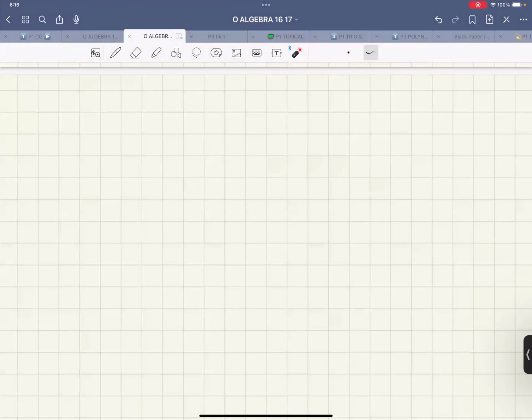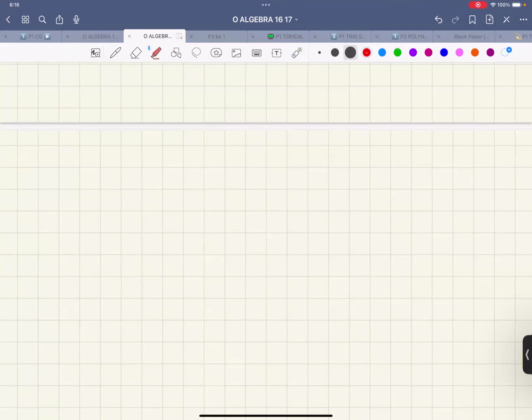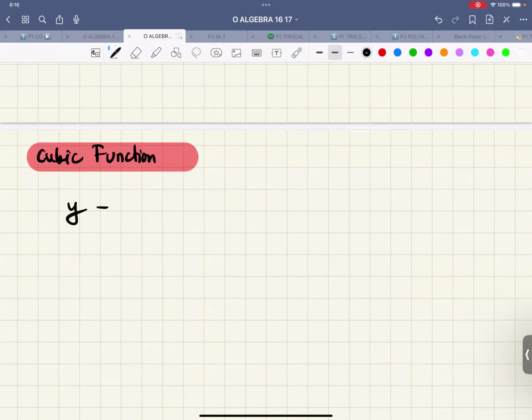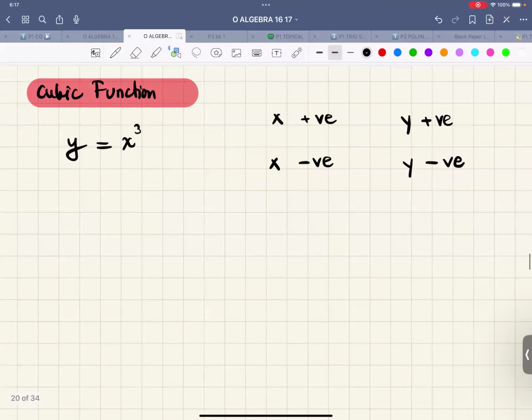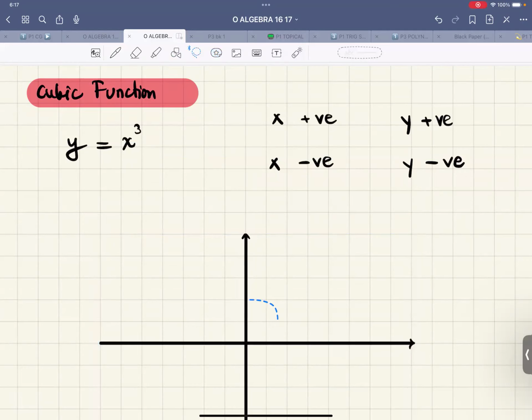Over here, we are starting with cubic. Let me highlight this. This is a cubic function: y is equal to x cubed. If x is positive, y is positive. If x is negative, y is negative. We have drawn this curve earlier. Let me just draw a grid over here, and let me just copy this thing.